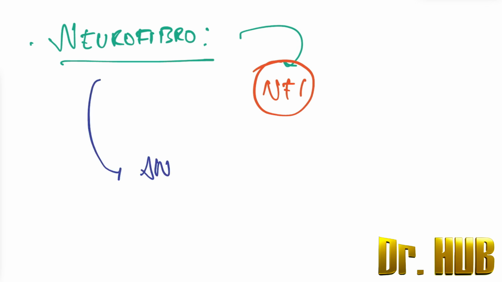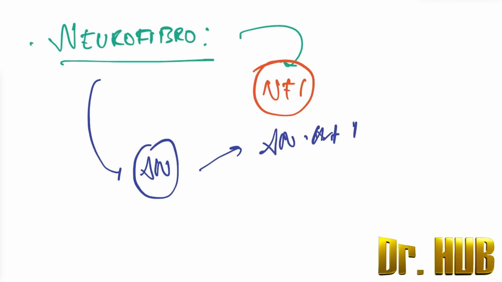Next we move on to neurofibromatosis. The gene mutated is NF1. When you look at the aneurysm, it is going to be aneurysmal arterial diseases, and this affects the abdominal aorta.